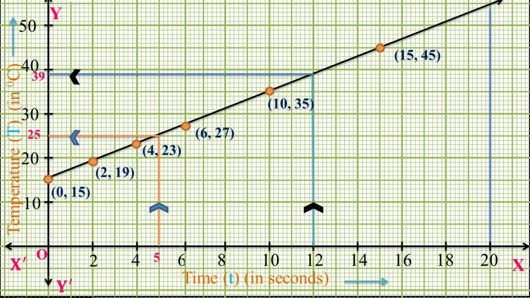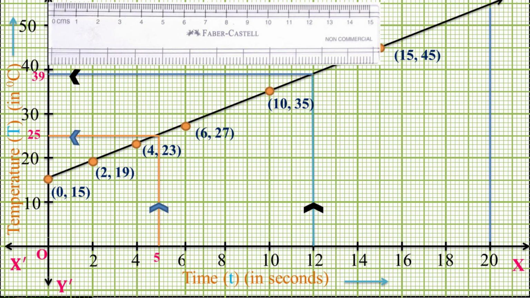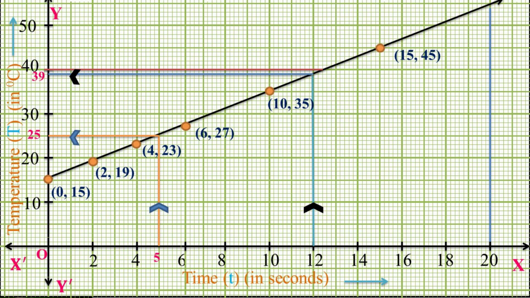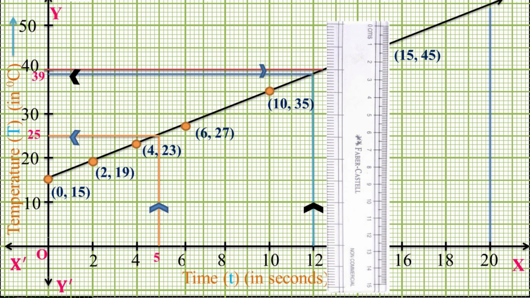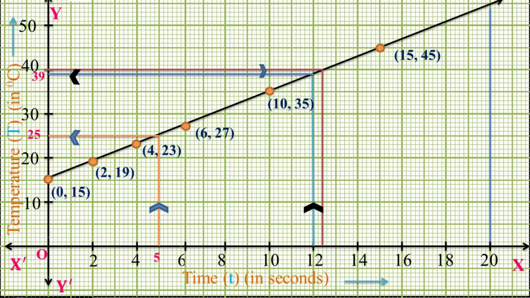Now we find the third question answer. We mark 40 degrees Celsius on the y-axis. Draw a horizontal line. The line meets the straight line. Now we draw a vertical line. The line meets the x-axis at 12.5 seconds. So, when the temperature is 40 degrees Celsius, the time is 12.5 seconds.